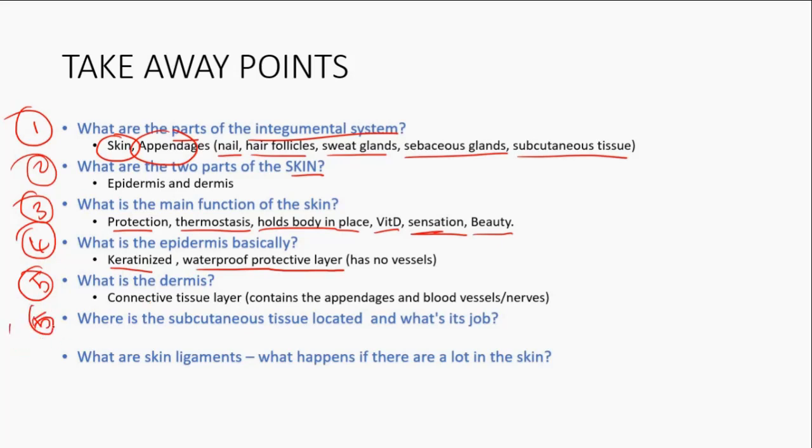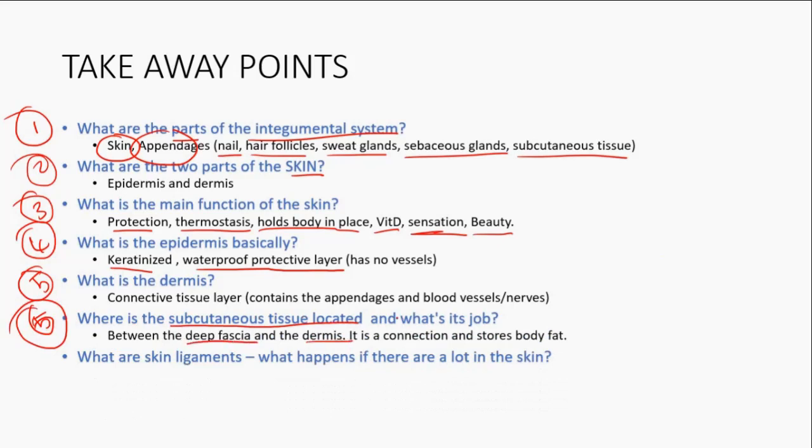Number 6, where is the subcutaneous tissue located and what's its job? So the subcutaneous tissue is located in between the deep fascia and the dermis. Okay? It's basically connecting your muscles to your skin, and mainly its function is to store body fat.